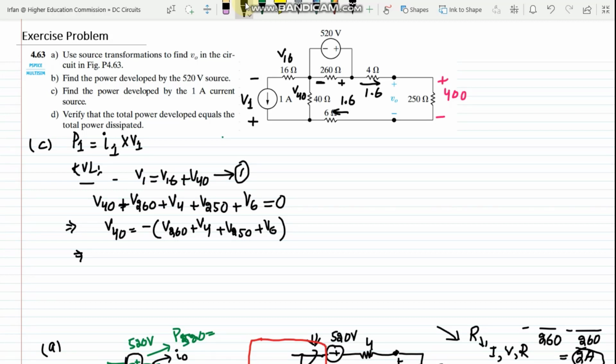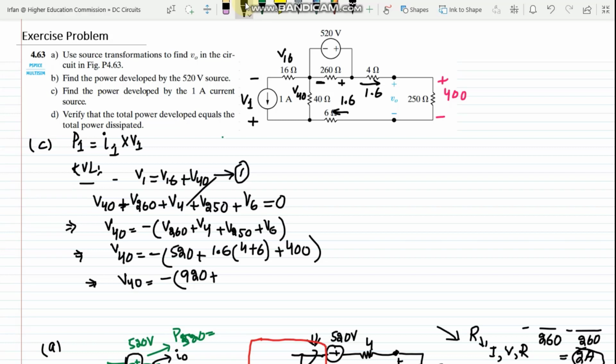So the polarity of it all is just depending upon this 260, so it will be here, sorry, it will not be like this one, so it will be V40 equal to minus 260 times 2, that is 520, plus V4 plus V6, that is 1.6 multiplied by the 4 plus 6, and plus 400. These values are all already known, so adding them, minus 520 plus 400 is minus 920, plus 1.6 multiplied by 10 is 16. So the value of V40 will be minus 936 volt, and that is the value of V40.